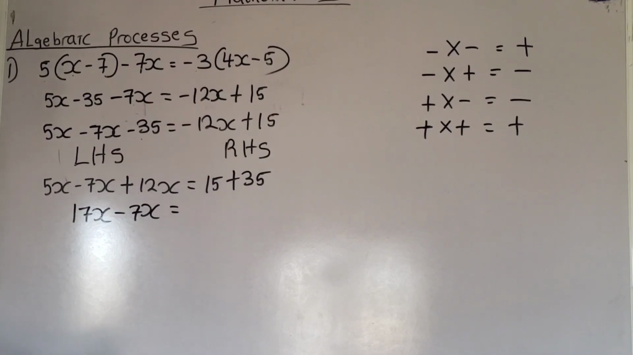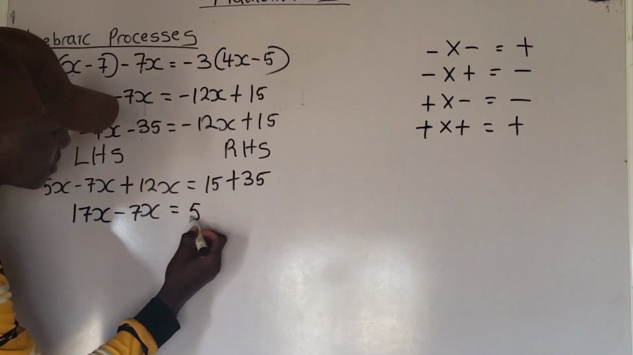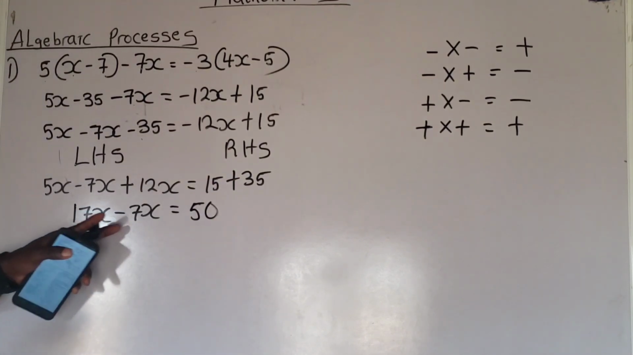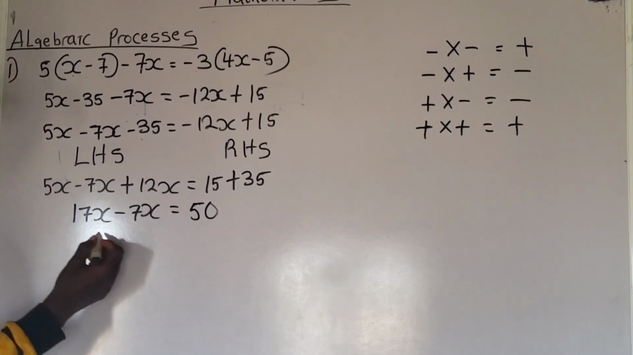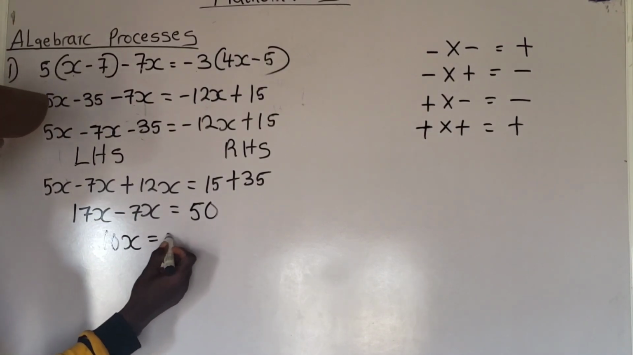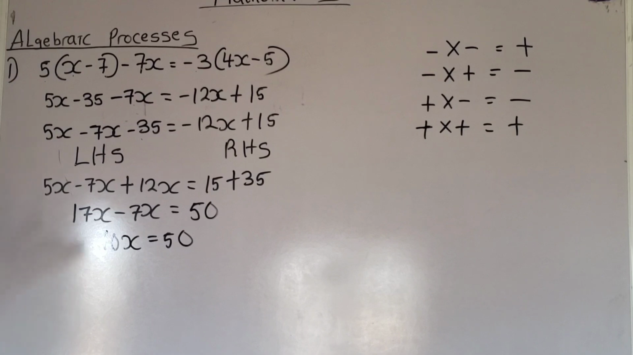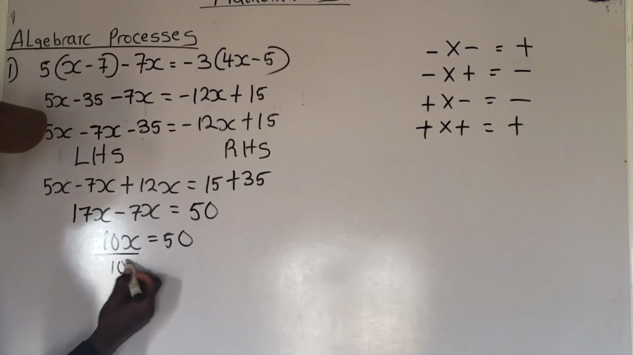plus 35, that is 50. So I'm going to have equals to 50. Now 17x negative 7x, that is what? 10x. 10x is equals to 50. Now the next step here is to divide both sides by what? 10. Okay, so I'm going to have this divided by 10 and this divided by 10.